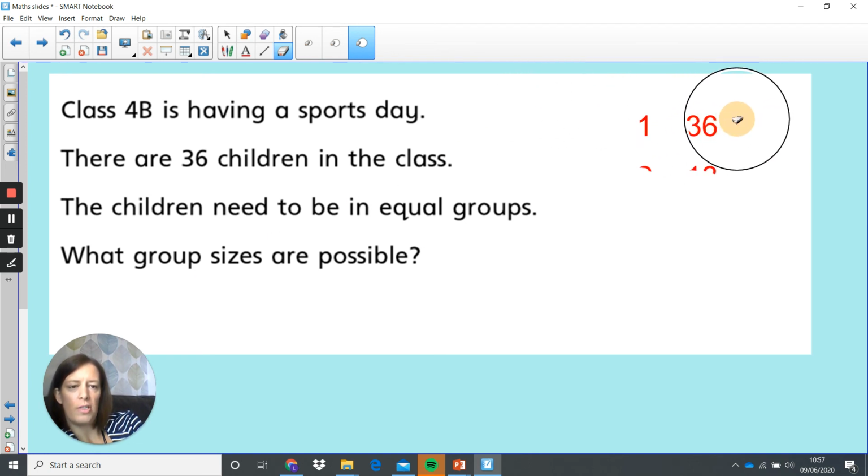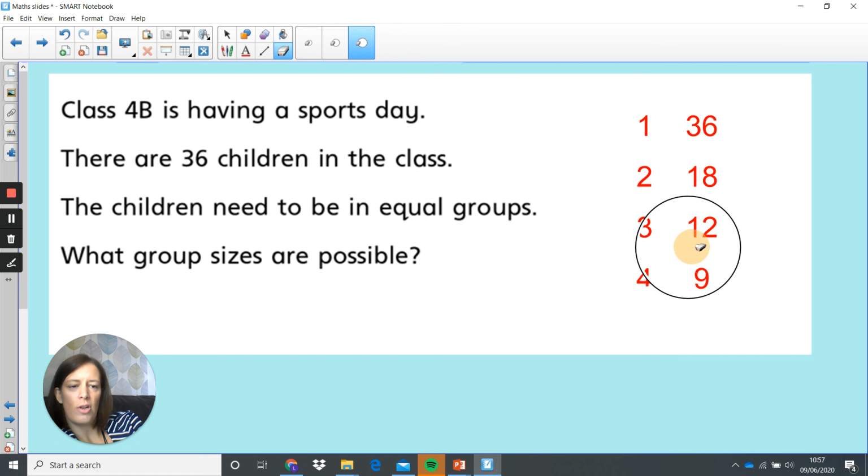So you could have one group of 36. You could have two groups of 18. You could have three groups of 12, or you could have four groups of 9. So all the different group sizes possible are ones, but that's not really a group, 36s, one big group of 36, groups of 2, groups of 18, groups of 3, groups of 12, groups of 4, or groups of 9. Now, given that it's a sports day, I think it's probably likely they would have groups of 3 or 4 or 9, most sensible size groups for a sports day, but they could have any of those size groups to make that work.